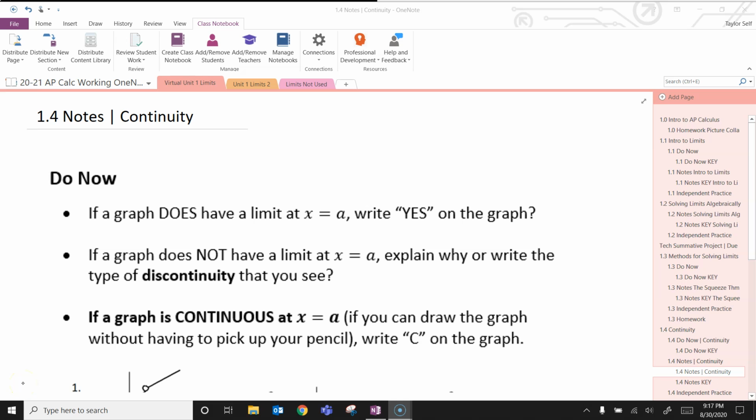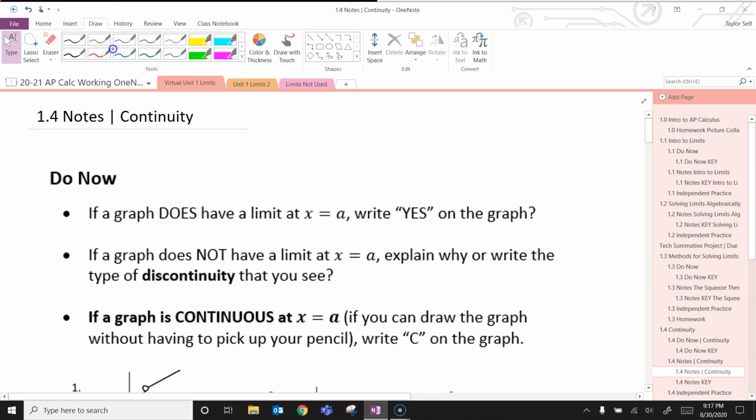All right, y'all. Let's go ahead and jump into notes. Hopefully you participated in the do now because that was a warm up for today. In your notebooks, you need to write 1.4 notes. Continuity. Today we're talking about continuity.